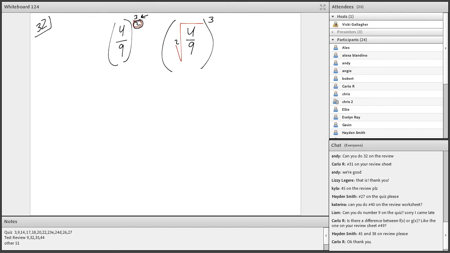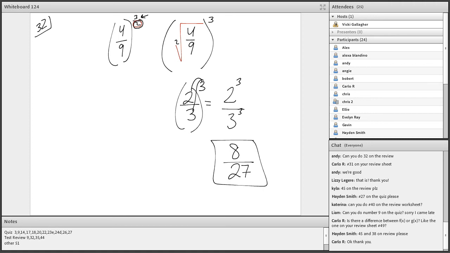Next, you're going to do the square root. So lucky for us, this is an easy square root. The square root of 4 is 2, and the square root of 9 is 3. And so I can do the square root part pretty easy. I haven't done the power of 3 yet, so I'm going to keep that on the outside. And this will apply to both of these numbers. So I need to figure out 2 to the third and 3 to the third. And 2 to the third is 8, and 3 to the third is 27. And so 8 over 27 is the final answer for that problem.